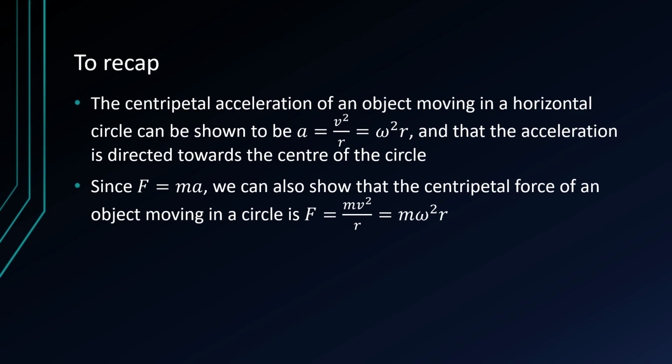So to recap, the centripetal acceleration of an object moving in a horizontal circle can be shown to be a equals v squared over r, which is omega squared r, and the acceleration is directed towards the center of the circle. Since F equals ma, we can also show the centripetal force of an object, F equals m v squared over r, which also equals m omega squared r.